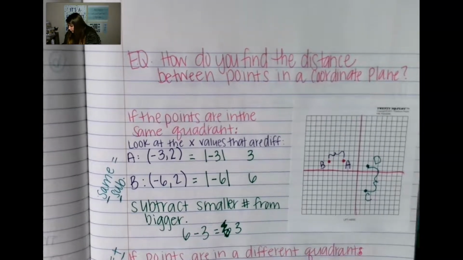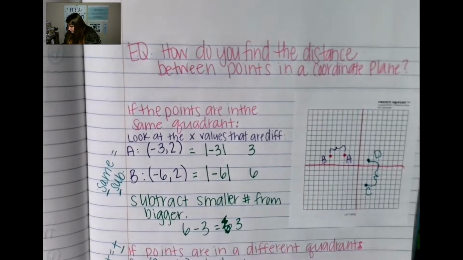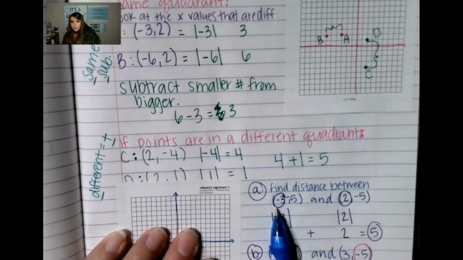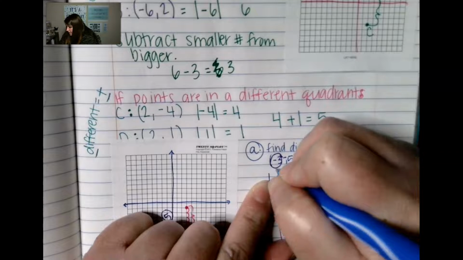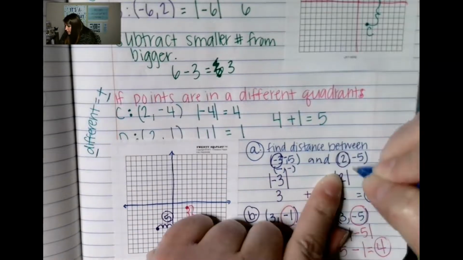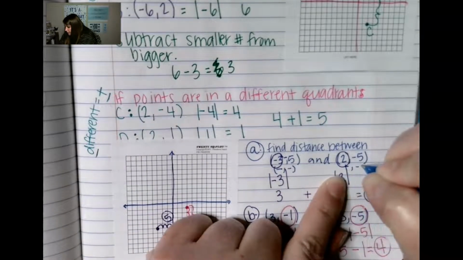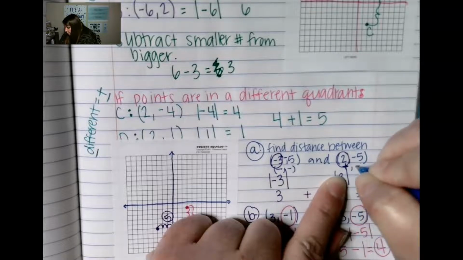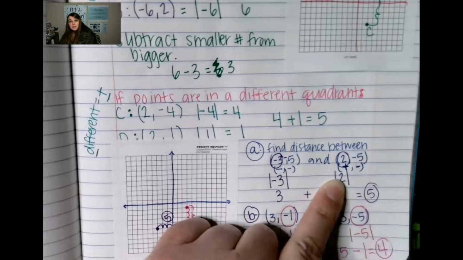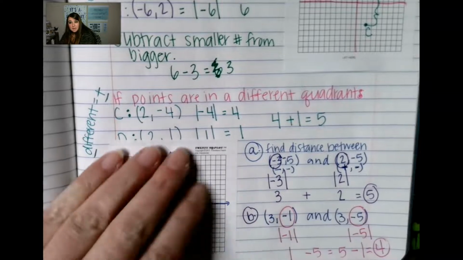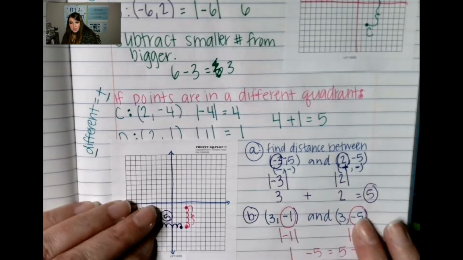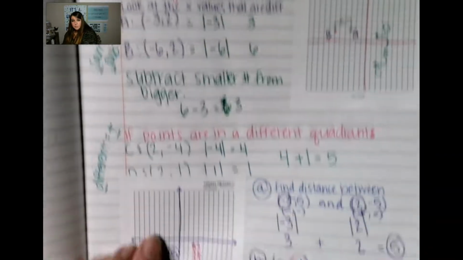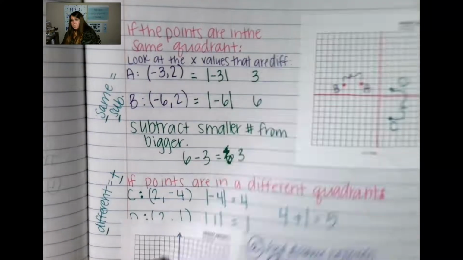When we look back at, let's do this one. This one was a different quadrant because this one, negative 3, 5, is a negative, negative. This one is a positive, negative. And so you can see that they're in different quadrants because they're not the same types of numbers. Again, this one was positive, negative, positive, negative. So they're in the same quadrant.